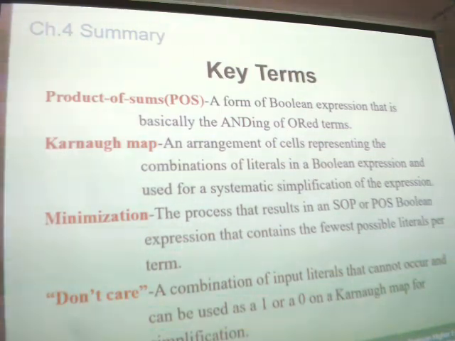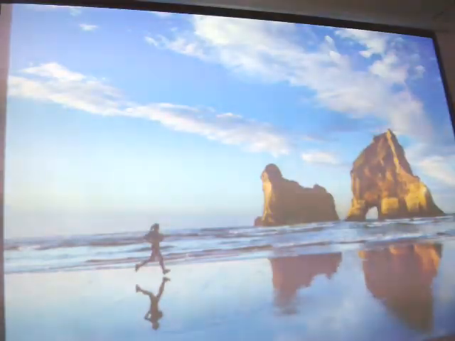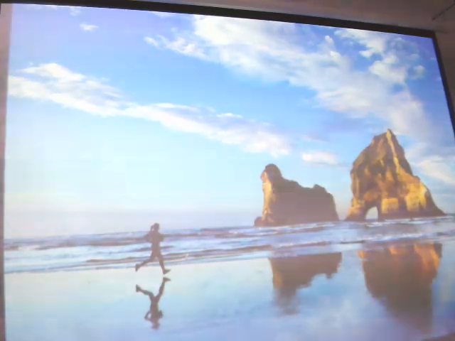Okay. Chapter 4 finished. And then chapter 5. Chapter 5, combinational logic analysis. Please turn to page 115. Combinational logic analysis.